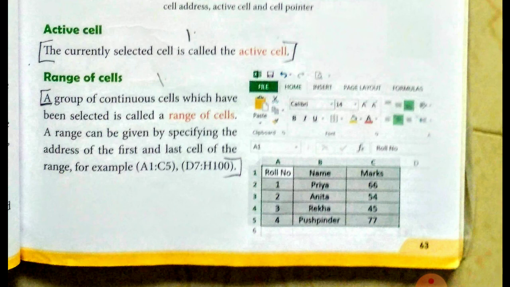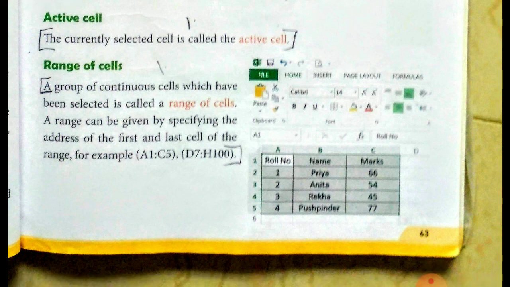And last, range of cells. A group of continuous cells which have been selected is called a range of cells. A range can be given by specifying the address of the first and the last cell of the range. For example, A1:C5, D7:H100.